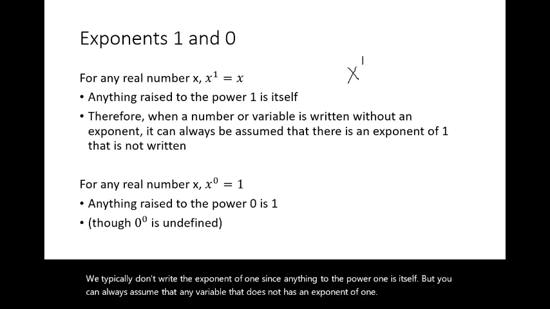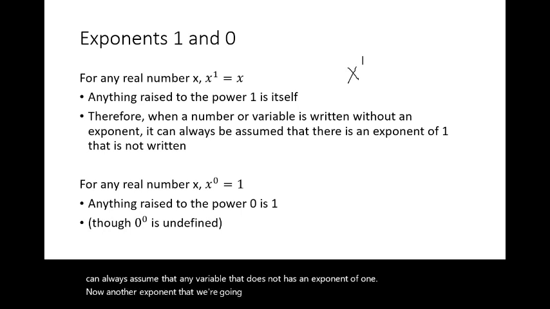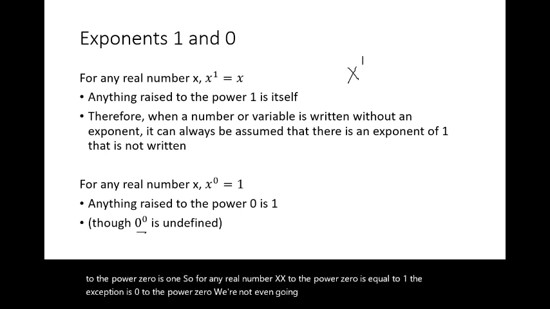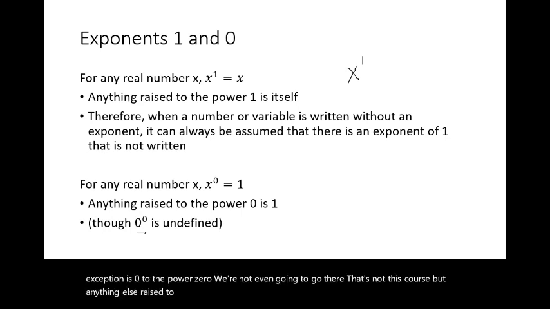Now, another exponent that we're going to encounter all the time is 0. Almost anything raised to the power 0 is 1. So for any real number x, x to the power 0 is equal to 1. The exception is 0 to the power 0. We're not even going to go there. That's not this course. But anything else raised to the power 0 is equal to 1.